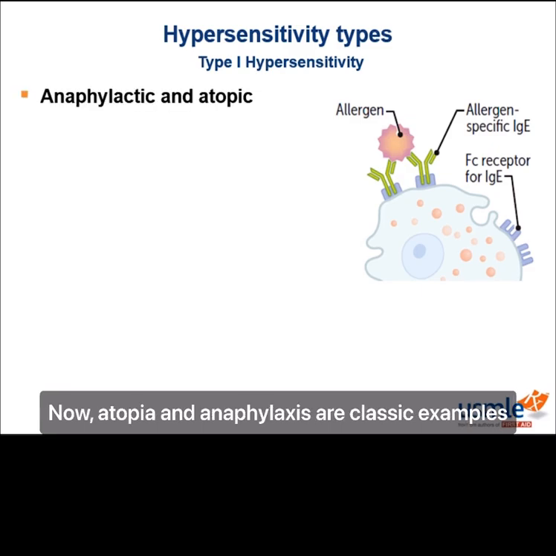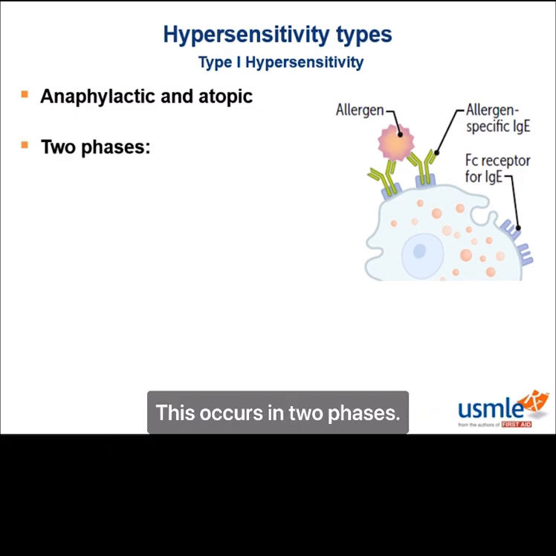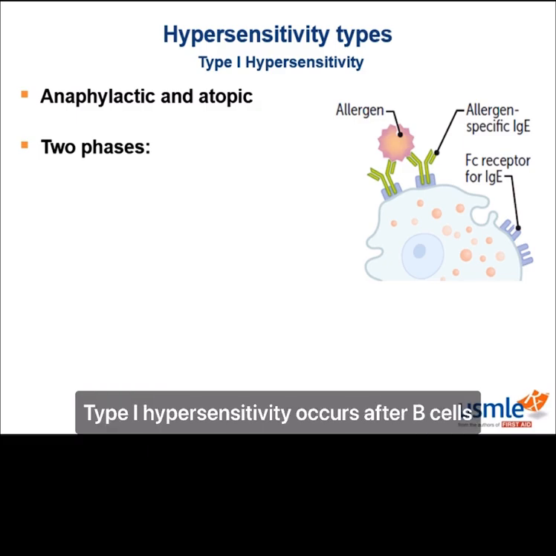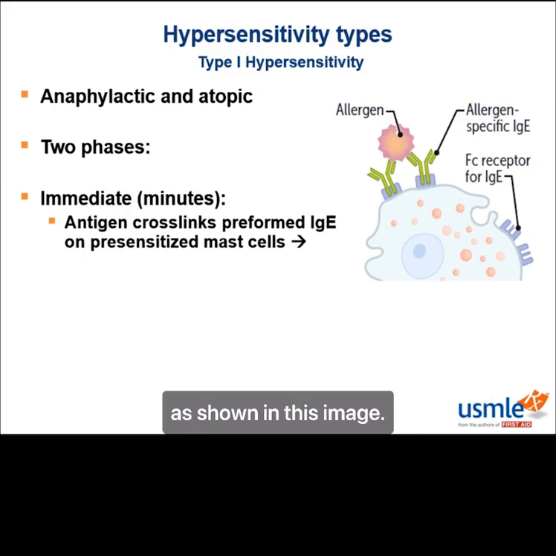Now, atopy and anaphylaxis are classic examples of type 1 hypersensitivity reactions. This occurs in 2 phases. Type 1 hypersensitivity occurs after B cells have been exposed to an antigen and class switch to synthesizing IgE. Upon second exposure to antigen, IgE antibodies on the surface of mast cells bind to the antigen and cross-linking occurs, as shown in this image.